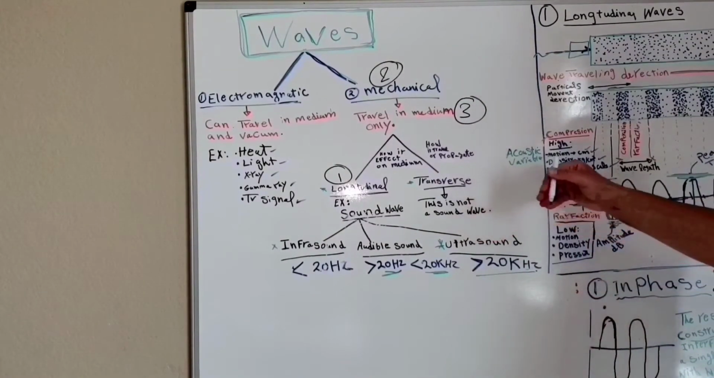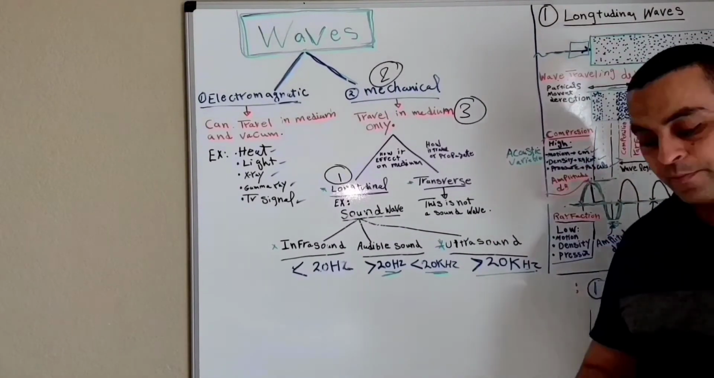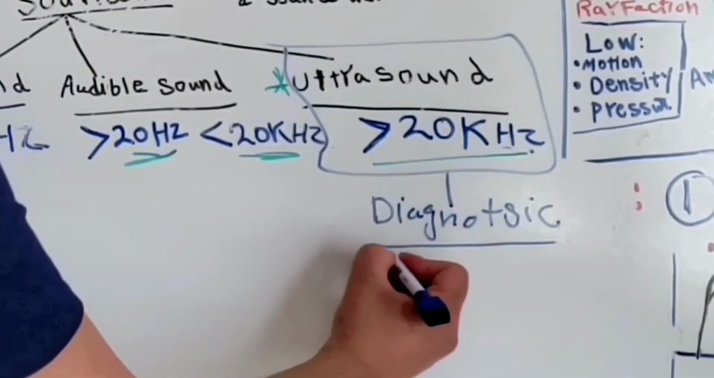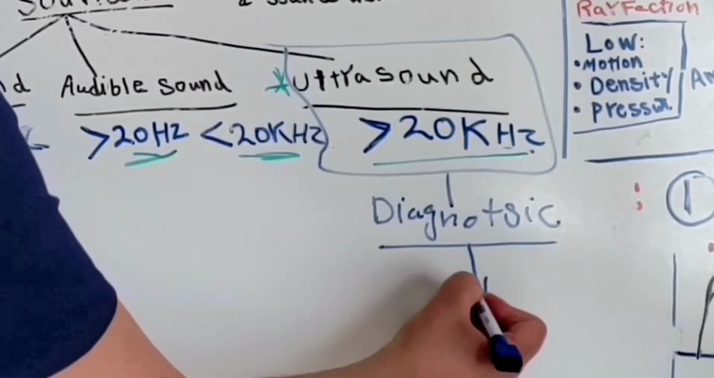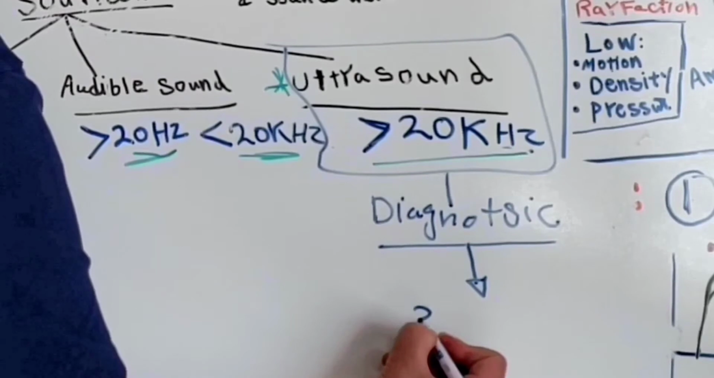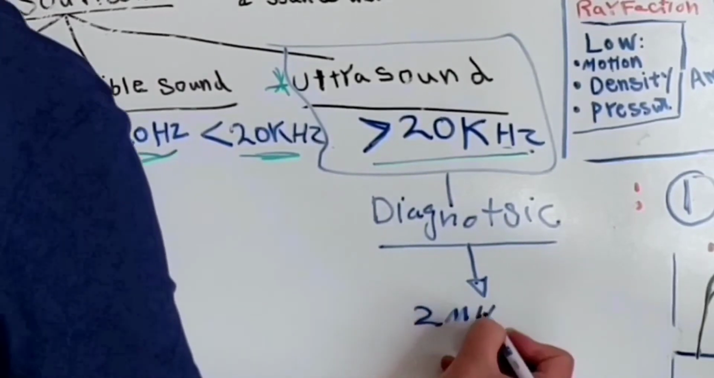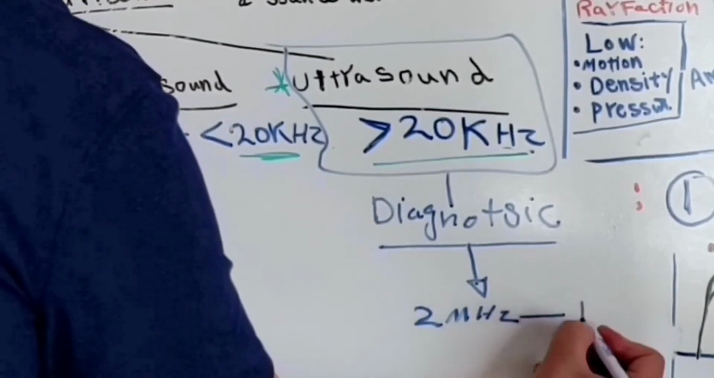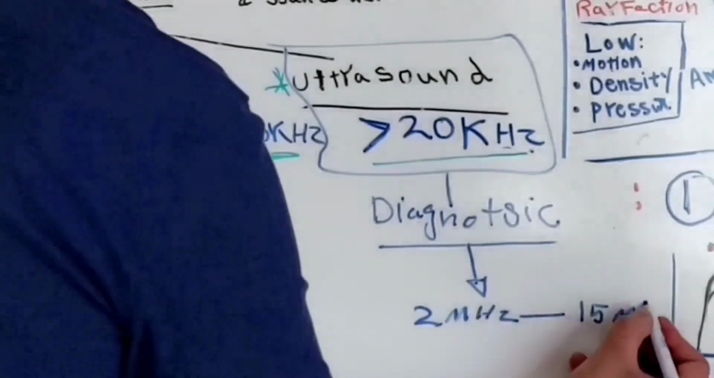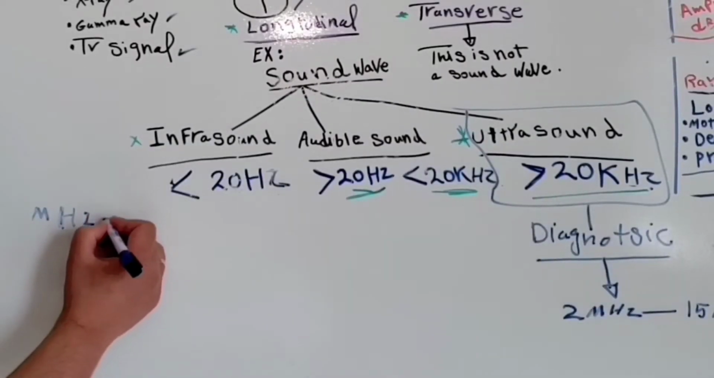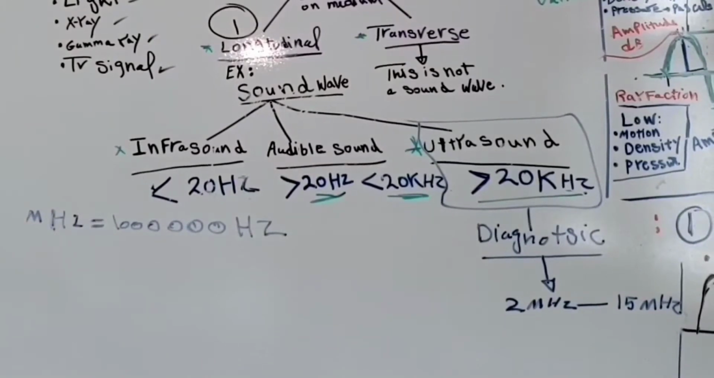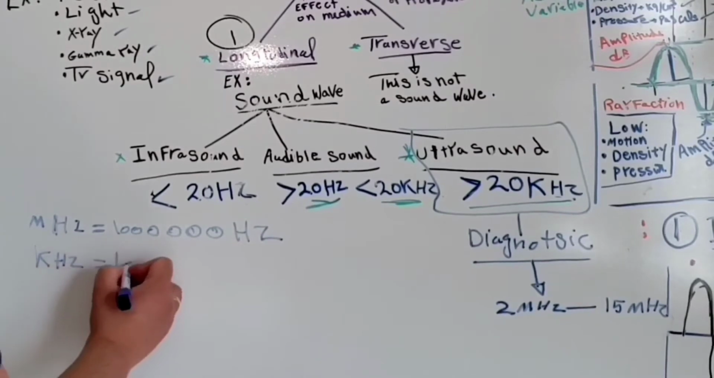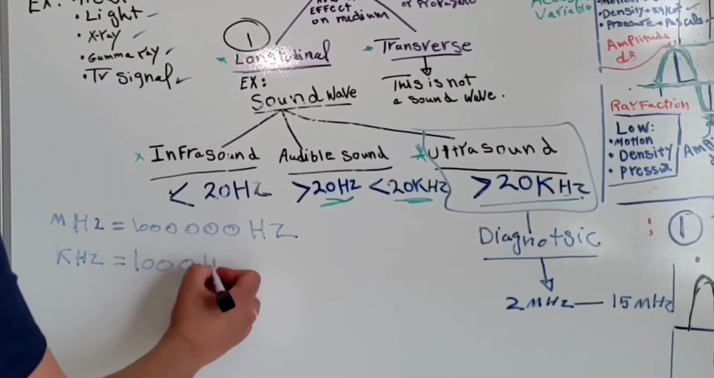Can we use any ultrasound for diagnostic imaging? No. Diagnostic ultrasound ranges between 2 megahertz up to 15 megahertz. Megahertz is equal to 1 million hertz. Kilohertz is equal to 1000 hertz.